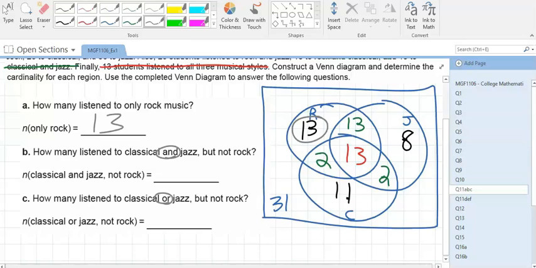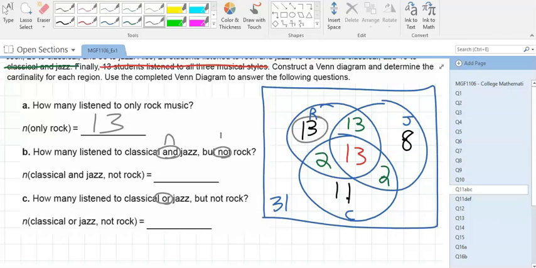So up here it says, how many listen to classical and jazz? What are we talking about when we talk about that and there? We are talking about the intersection. So you're looking at the intersection between classical and jazz. And then over here it says, but not rock. What does the not mean for us? Complement. Not negation yet. We're not in that section yet. So the not means it's the complement. That means we want to kick out the rock.